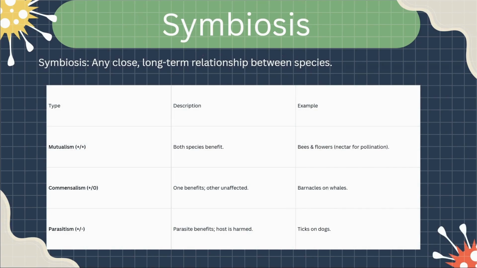Symbiosis. Symbiosis is any close long-term relationship between species. So there are three types. Mutualism is where both species benefit, like bees and flowers, nectar for pollination. Commensalism is when one benefits and the other is unaffected, like barnacles on whales. And the third one is parasitism, where the parasite benefits but the host is harmed, like ticks on dogs.